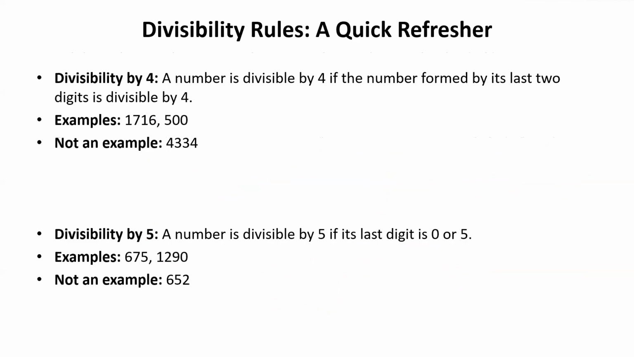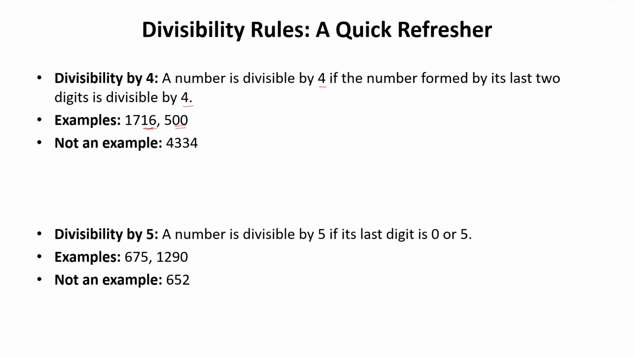Again, the rule is pretty simple. A number is divisible by 4 if the number formed by its last two digits is divisible by 4. So that means if you want to check if your target number is divisible by 4, you have to look at the last two digits, just the last two digits. If the last two digits are divisible by 4, that means the whole number is divisible by 4. Isn't it pretty quick? You don't need to divide the complete number. You just have to look at the last two digits.